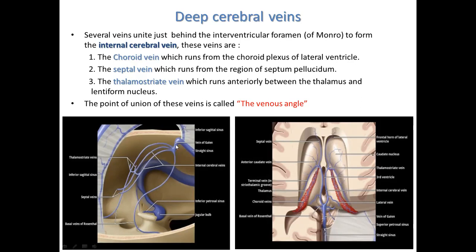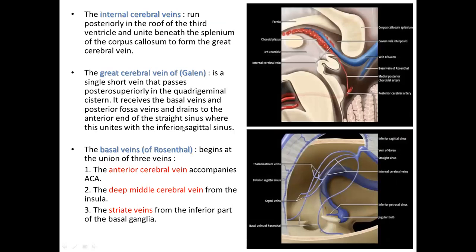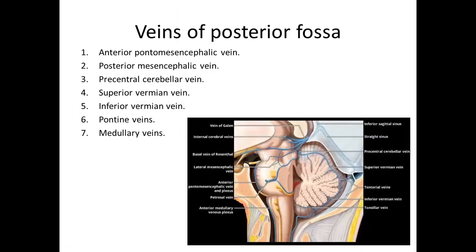And in the anterior drain to the anterior end of straight sinus where it unites with the inferior sagittal sinus. We talk about this slide. Lastly, the veins of the posterior fossa. It includes the anterior pontomesencephalic vein, posterior mesencephalic vein, lateral mesencephalic vein, precentral cerebellar vein, superior vermian, inferior vermian, pontine and medullary veins.